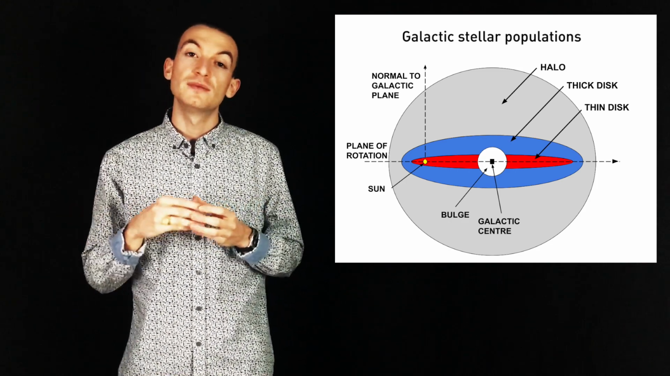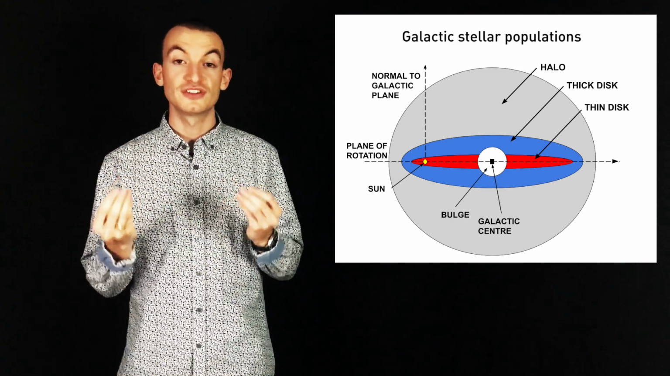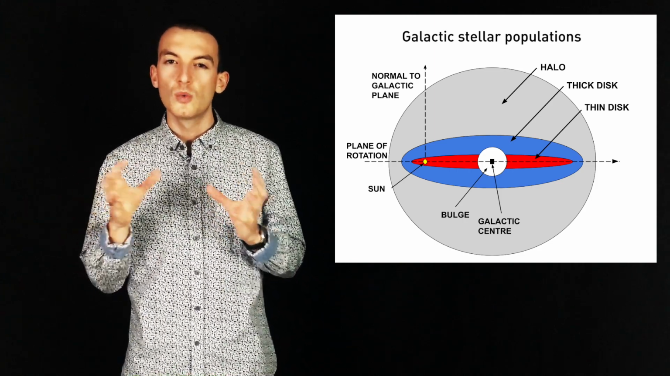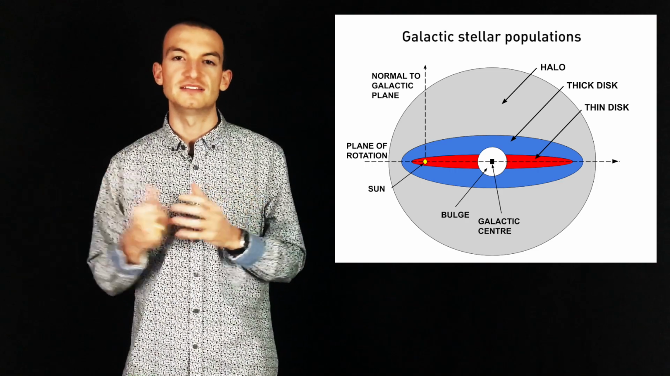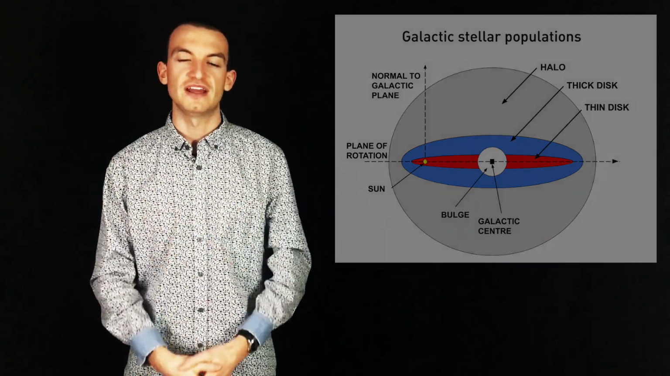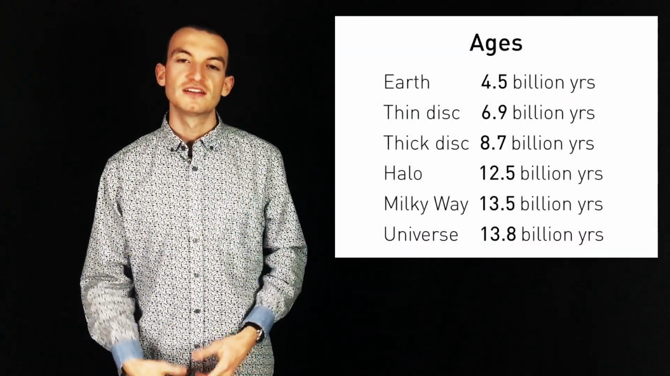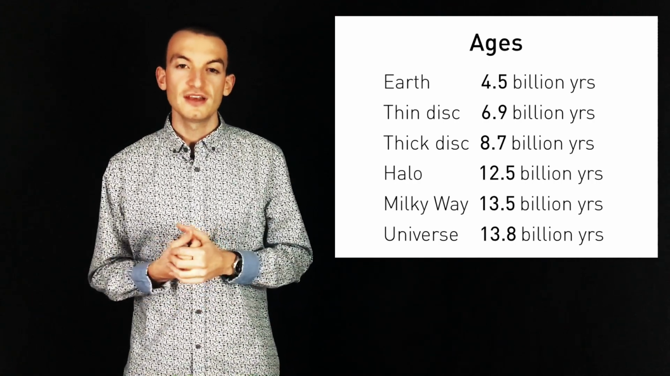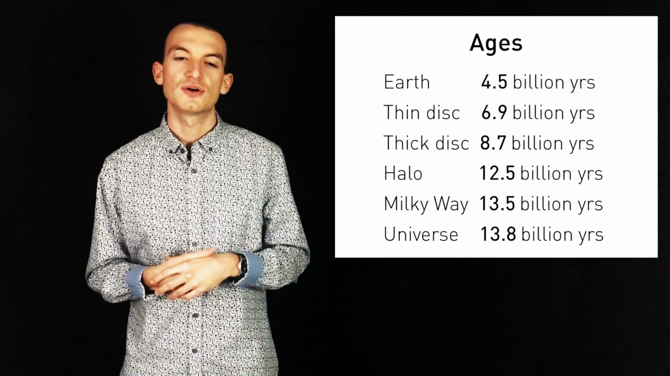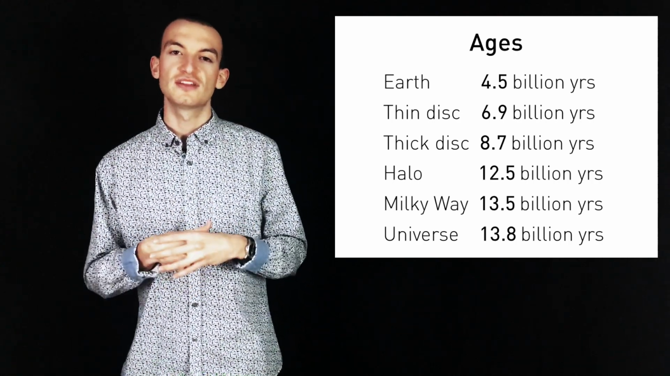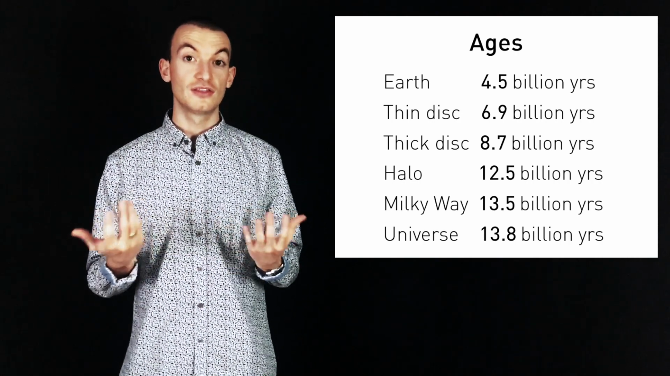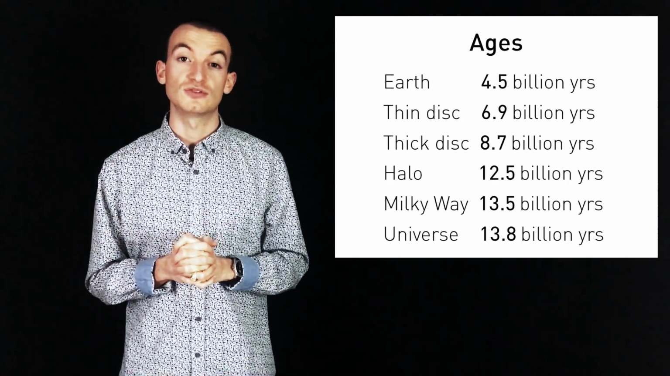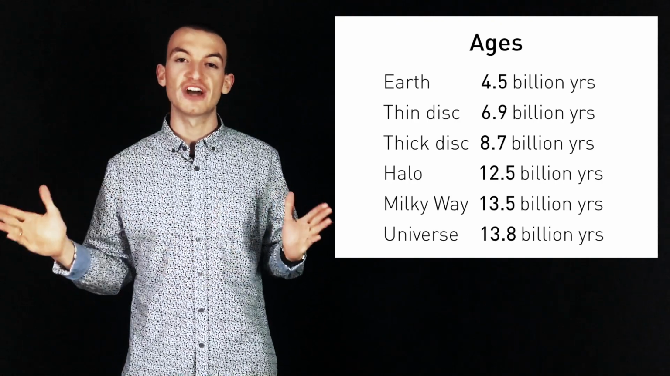And why is it that these different stellar populations vary? It is not only in terms of their geographic location, but also in terms of their age, which in turn will lead to compositional differences, which we'll see lead to planet size differences. But what is it about these ages? So in context, the Earth is around 4.5 billion years old. And then we have the thin disk, which is 6.9 billion years old, the thick disk 8.7, the halo 12.5, the Milky Way 13.5, and the universe 13.8 billion years old. So we can see these are huge timescales.